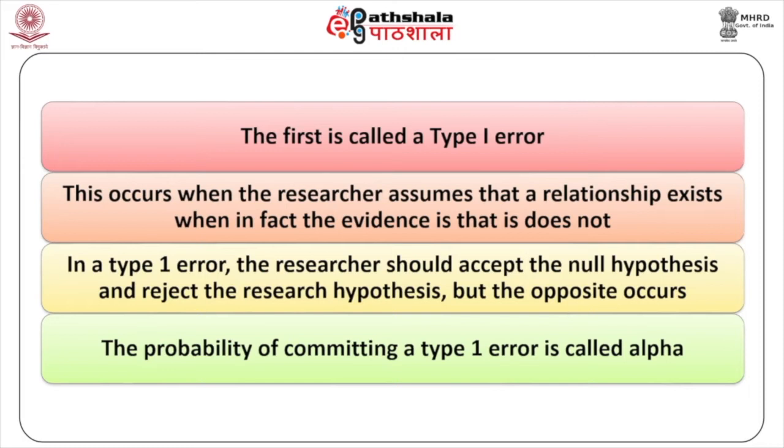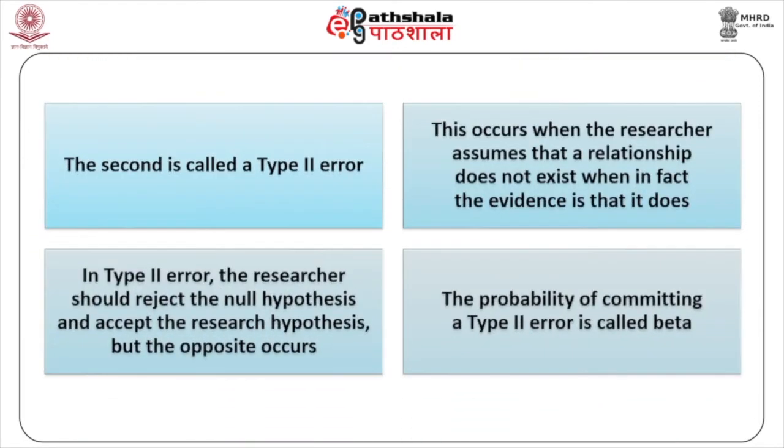In type 1 error, the researcher should accept the null hypothesis and reject the research hypothesis, but the opposite occurs. The probability of committing a type 1 error is called alpha. The second type of mistake is called the type 2 error. This occurs when the researcher assumes that a relationship does not exist when in fact it does exist. In type 2 error, the researcher should reject the null hypothesis and accept the research hypothesis, but the opposite occurs, and the probability of committing a type 2 error is called beta.